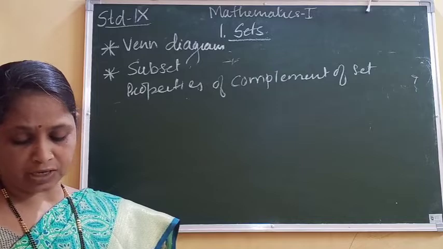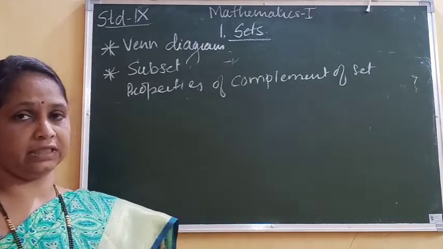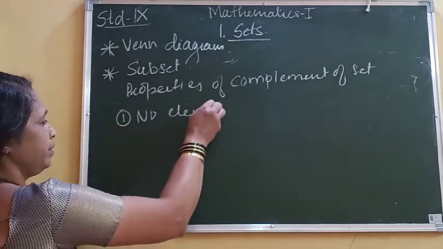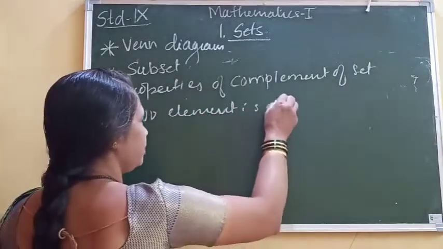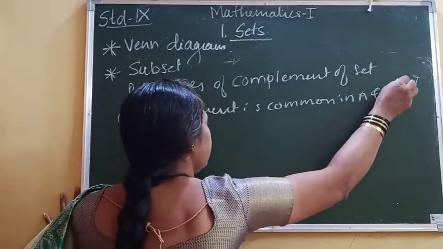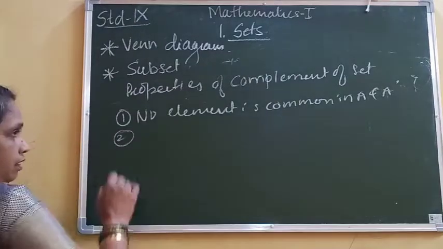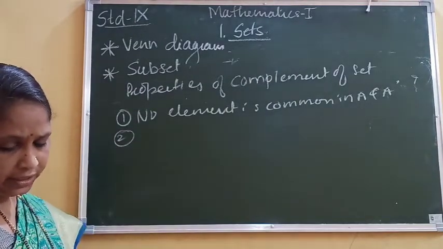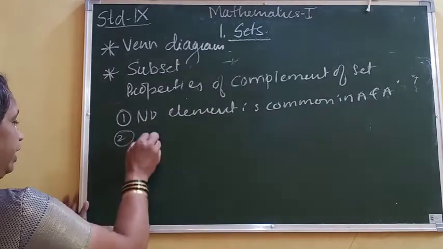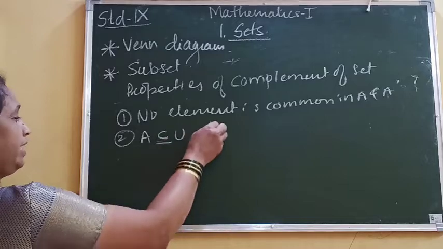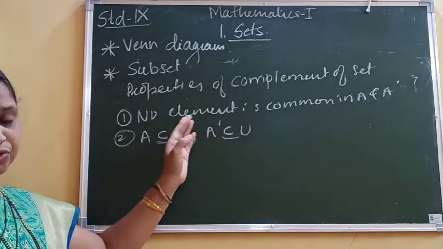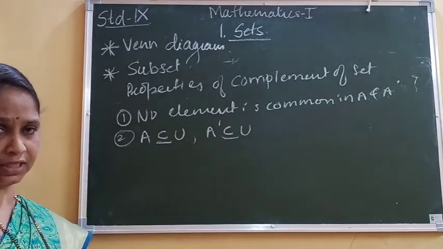The first property is that no element is common in A and A dash. Now next, A is a subset of U, meaning A's elements are present in U. A is a subset of U and A dash is also a subset of U, meaning A's elements are present in U and A dash elements are also present in U.